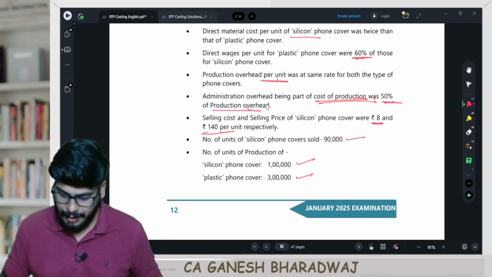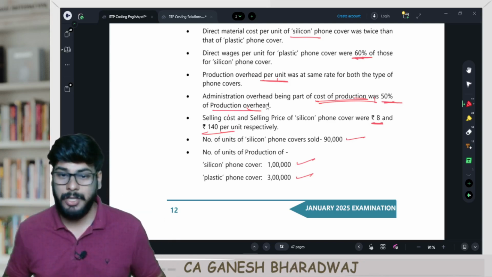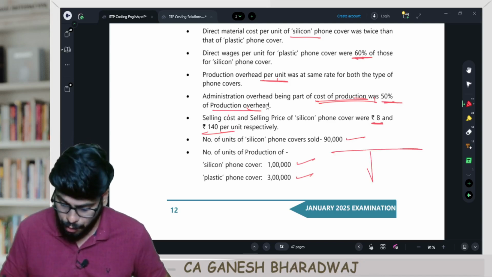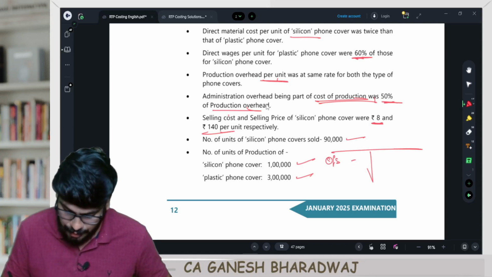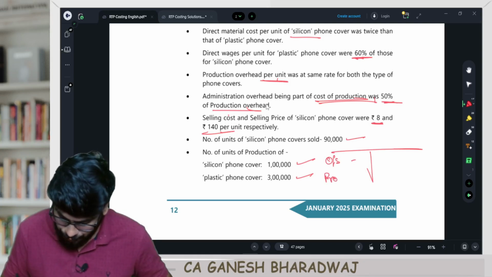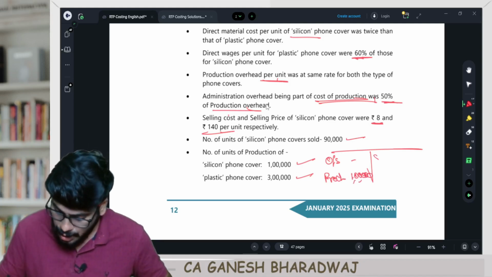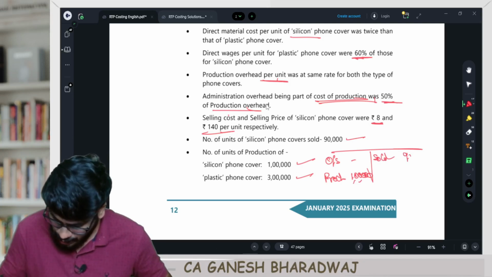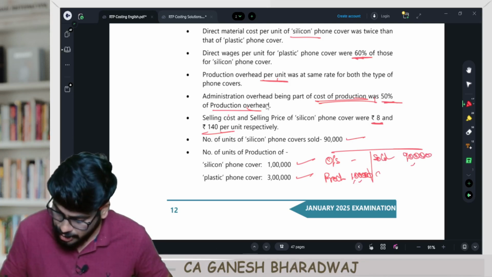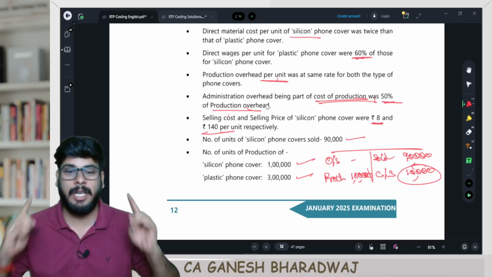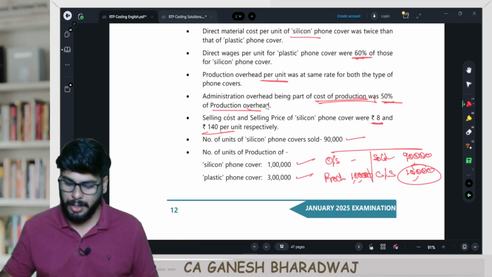Now have one thing in your mind. Is there any opening stock of FG for silicon? No, right? But how many units have been produced? So opening stock, nothing is there. Current year production, if you see, they have produced silicon phone cover 1 lakh units. Out of this, how many units have been sold? 90,000 units have been sold, which means what? 10,000 units are lying in closing stock. Please be very, very clear. This is something that you need to have in your mind before even you begin this question.